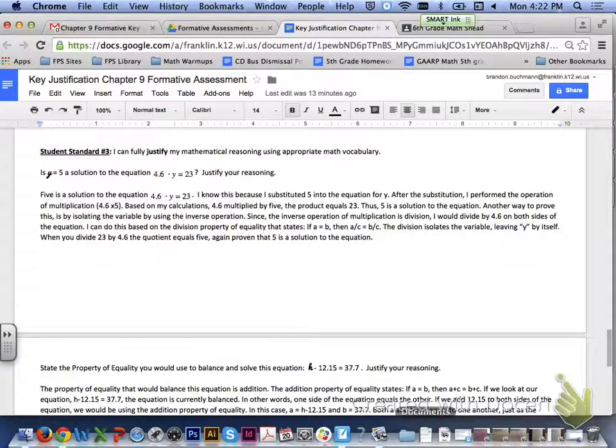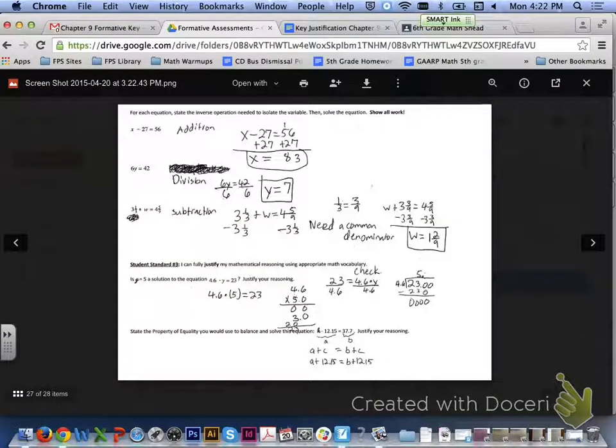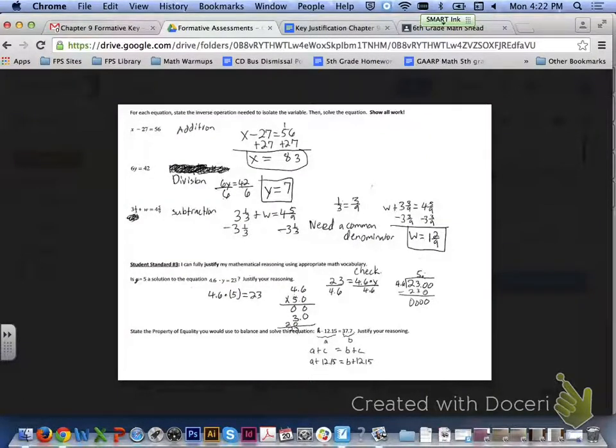Okay. Now the second problem here said, state the property of equality you would use to balance and solve this equation. The problem was like this on the formative. You need to make sure that you are reviewing those properties of equality. So we have h minus 12 and 1500ths equals 37 and 7/10. Justify your reasoning. Now, if you know your vocab, you'd know that the property of equality that you would use would be addition.